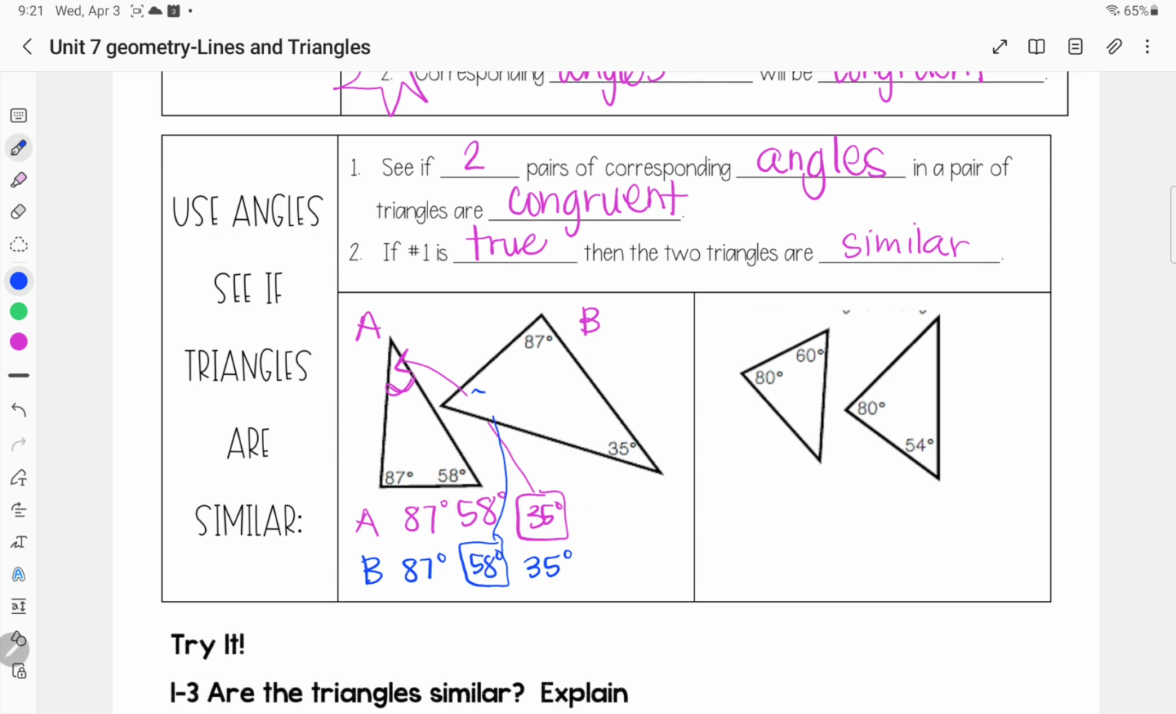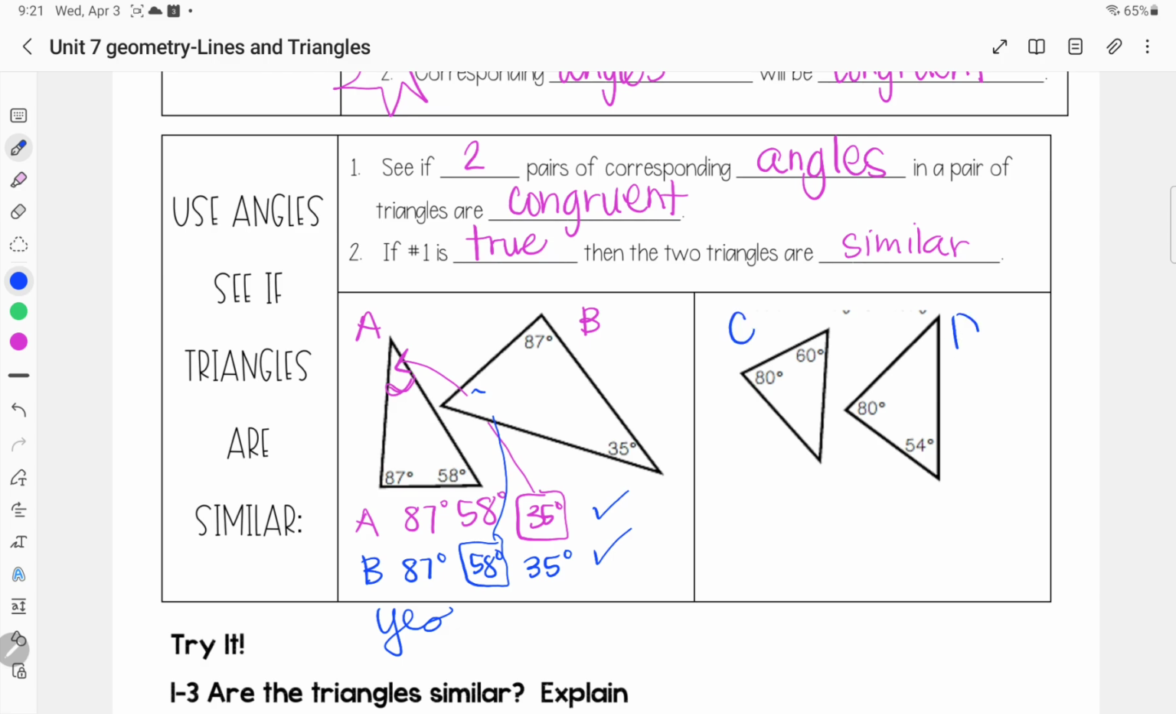If all three angles are the same, then it is similar. You only need two angles the same, and the reason is because if two of them are the same, automatically the third one is going to be the same. So again, when I found the angle in A, I had 35. That told me that 87 and 87 were the same, 35 and 35 were the same, so automatically the third ones were the same. So let's try this.